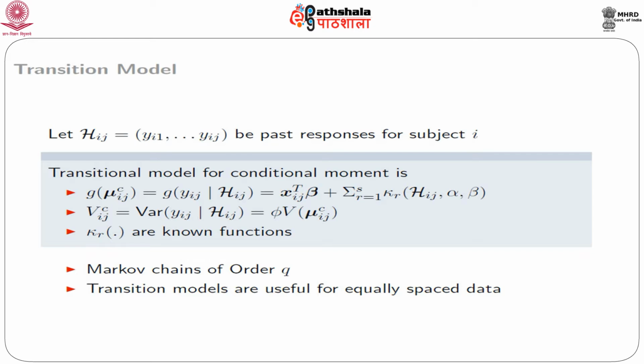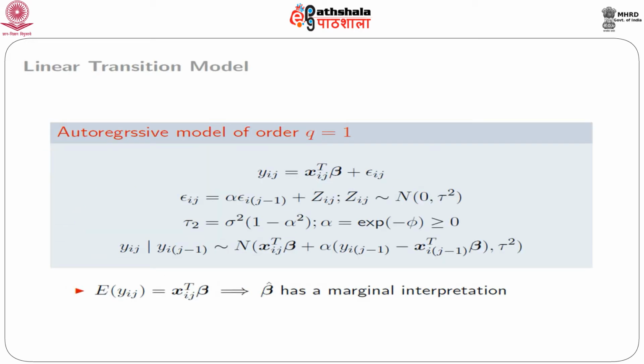So, we can think, as an example, of the Markov chain. A Markov chain of order q means that the present depends on the past q observations. So, transition models are most useful for equally spaced data, and Markov chains of order q are very effective transition models. Now, let us take specific examples. Let us see what a linear transition model is. A linear transition model is nothing but a simple autoregressive model of order q equal to 1.